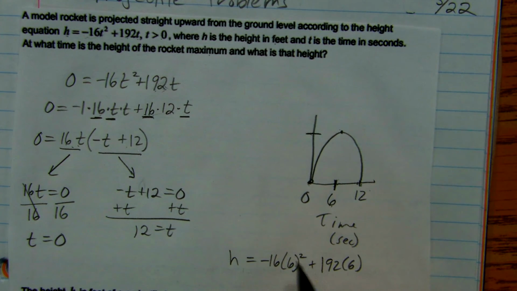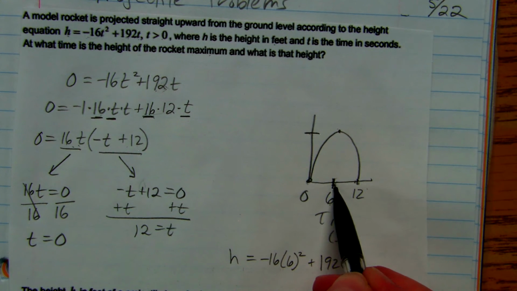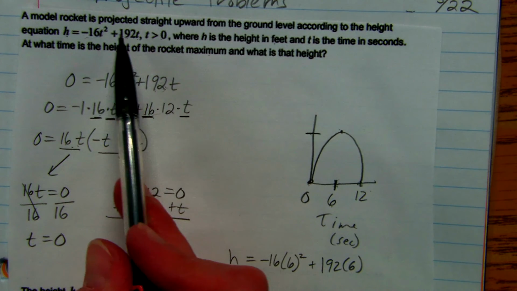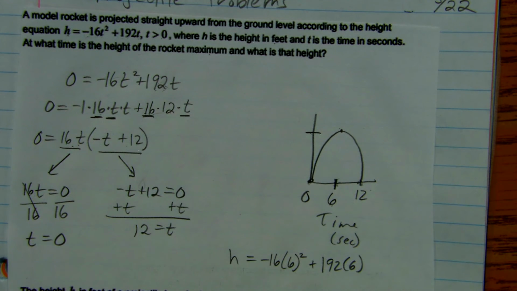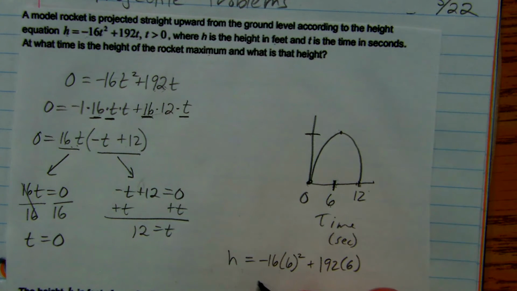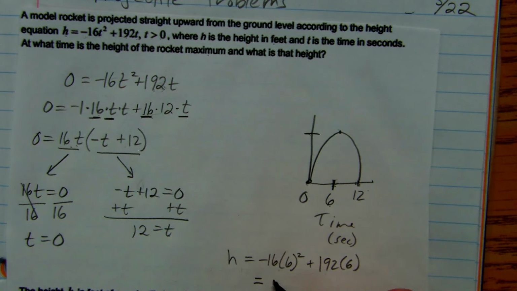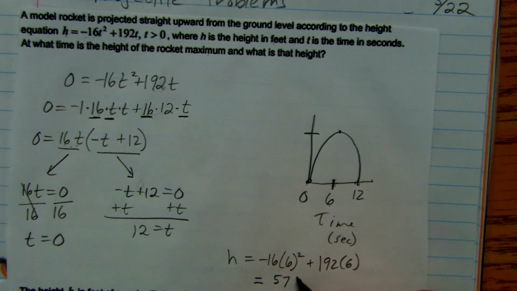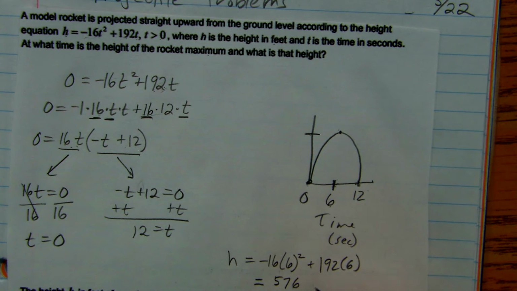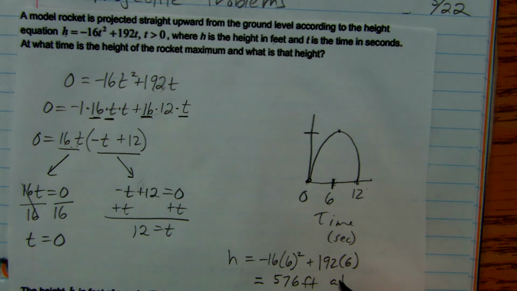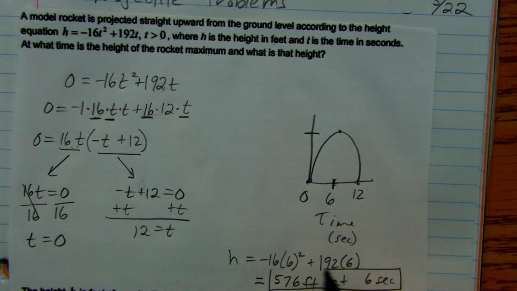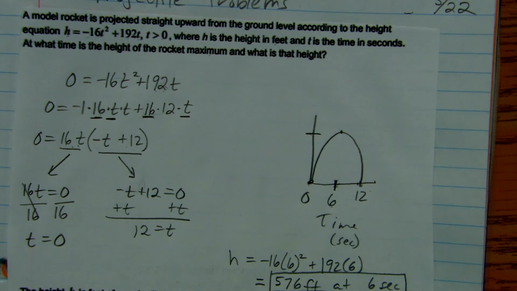So I'm just taking this 6 that we just found here, because that's when it's going to be at its maximum height, and I'm putting it in the equation, because the equation gives us height. And then I would type this into my calculator. You can do it all in one step if you want. And I find out that that height is 576. So my final answer is going to be 576 feet at 6 seconds. So that answers both of the questions.